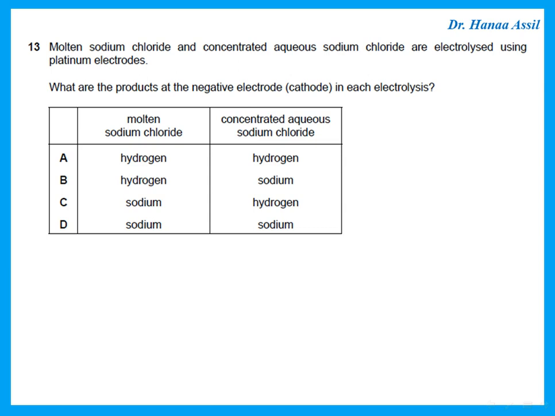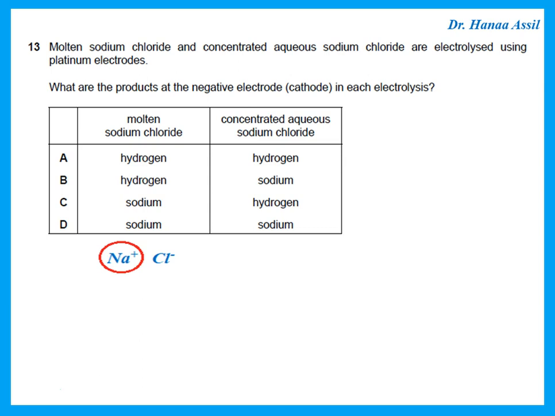So he's doing electrolysis of these substances. What are the products at the negative electrode in each electrolysis? So if we're doing molten sodium chloride, remember molten sodium chloride will have Na+ and Cl-. He's saying which one will be formed at the negative. Remember, the one that is positive ion, that is the one that goes to the negative electrode. So I will get sodium. So my answer is C or D.